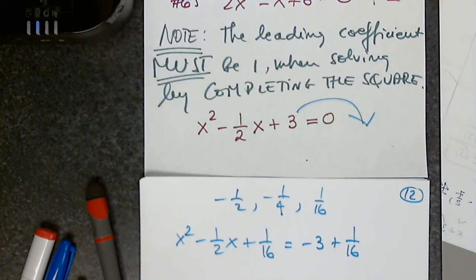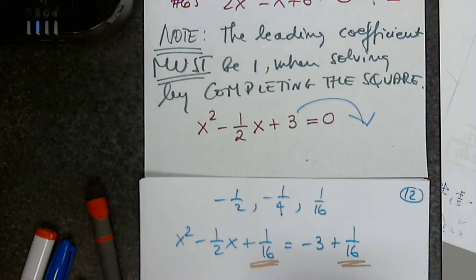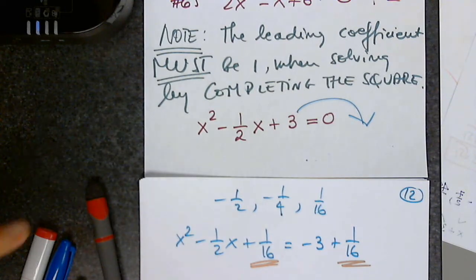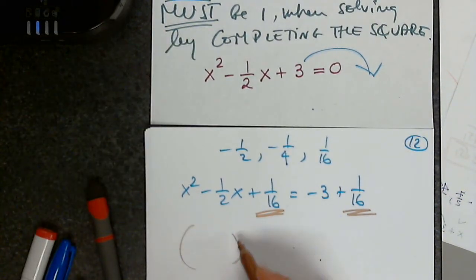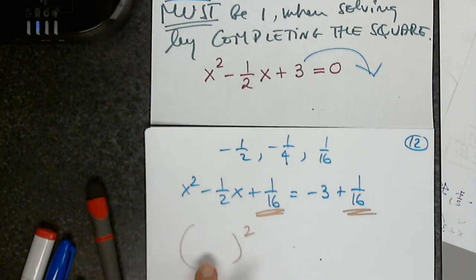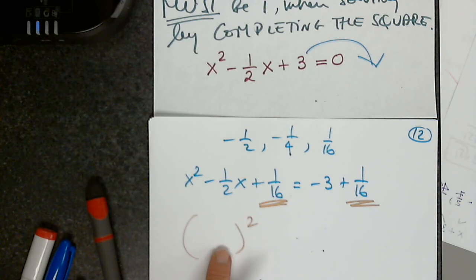So we did two things in one step. We moved 3 from one side to the other. It changed its sign. And of course, I have to have 1 over 16 on both sides. Now the left-hand side is easy because I made it into a perfect square. What perfect square? Yes, indeed. X minus 1/4 squared.